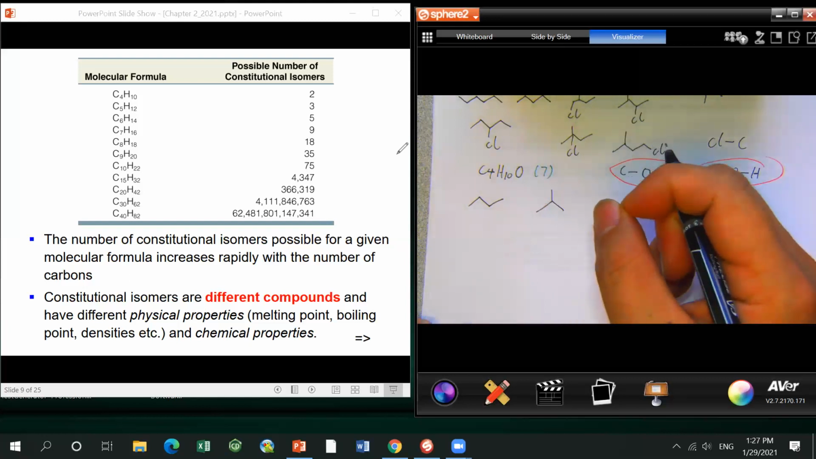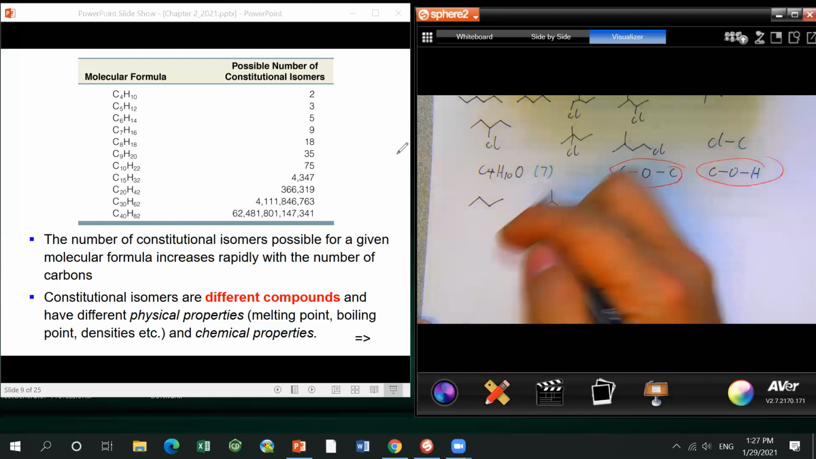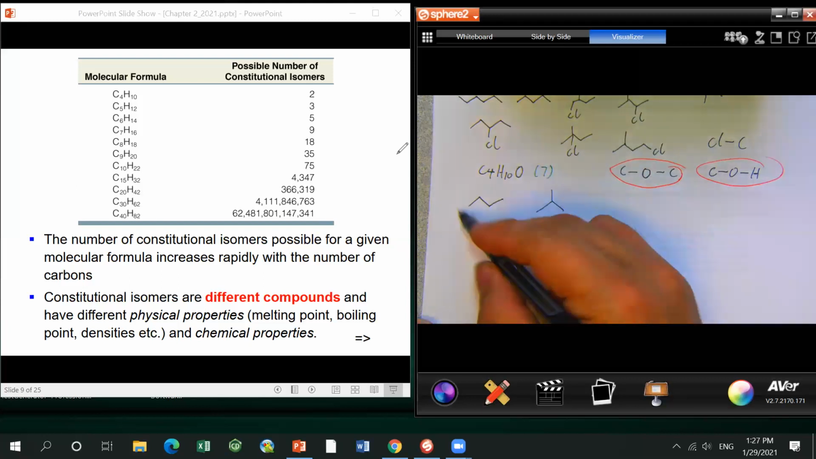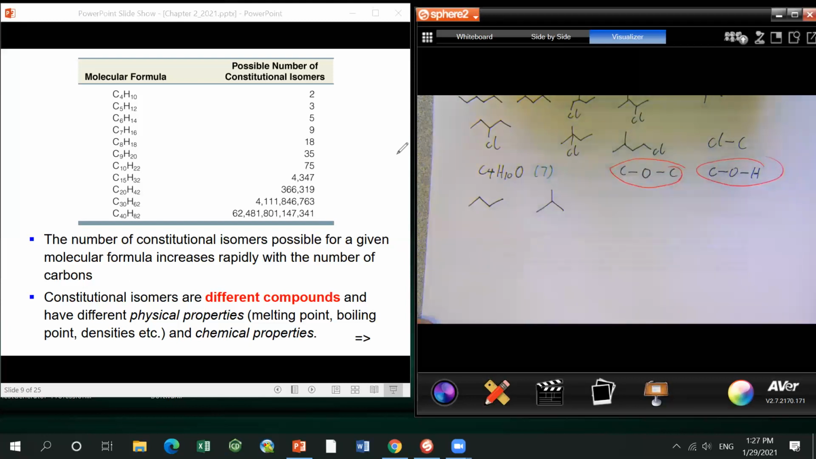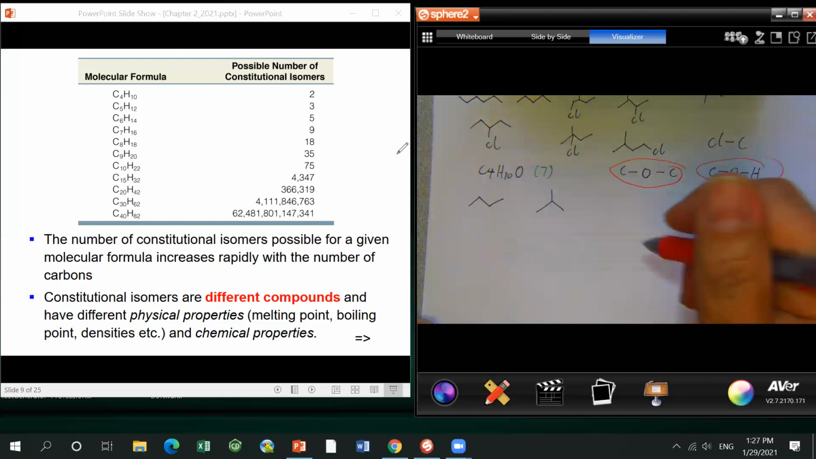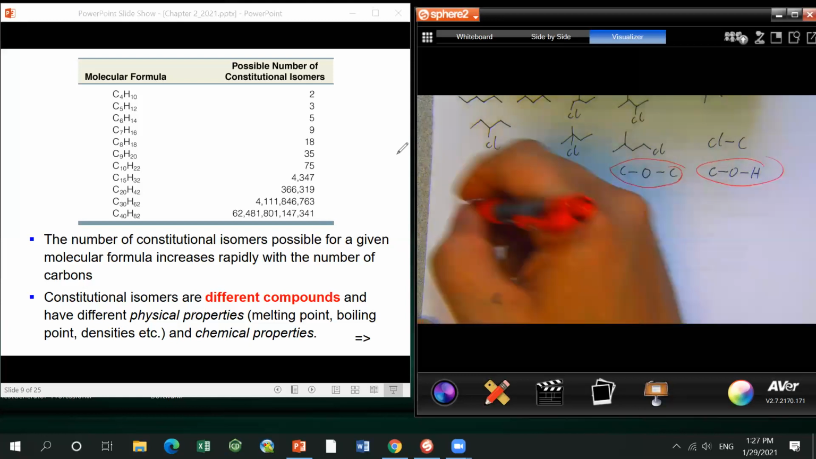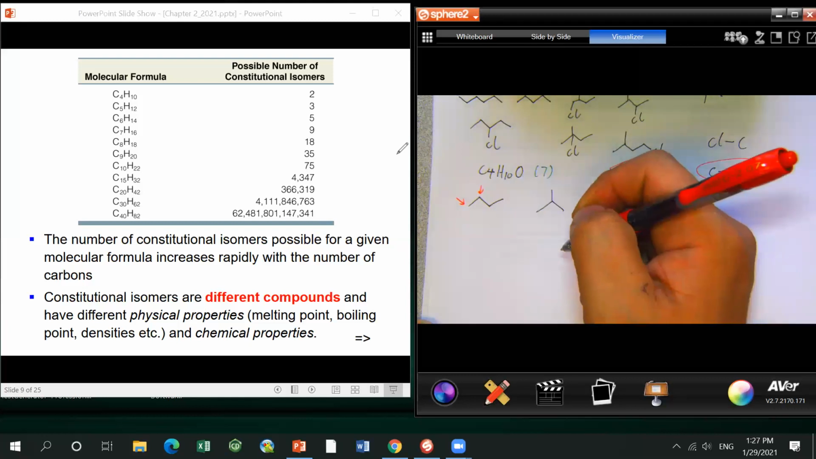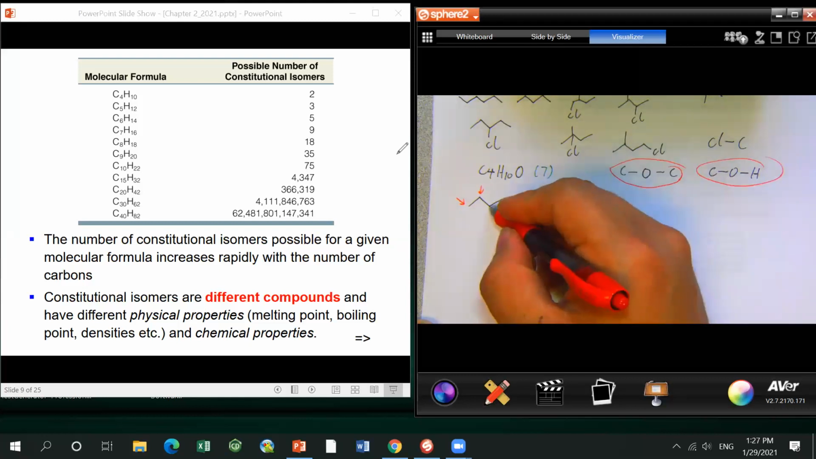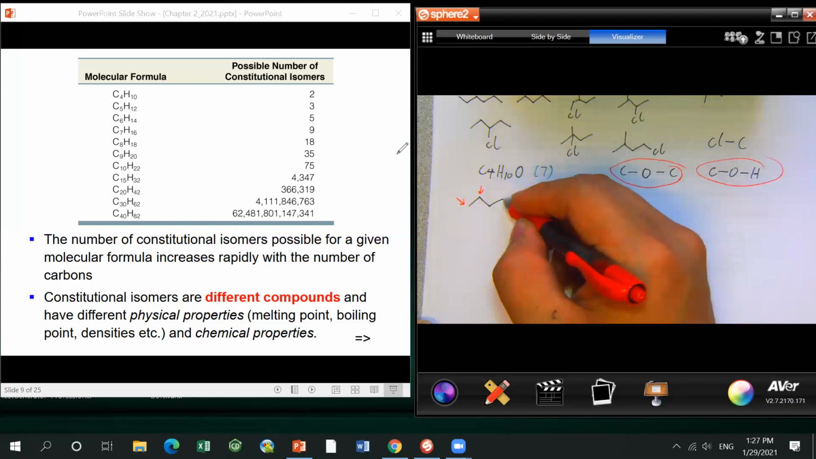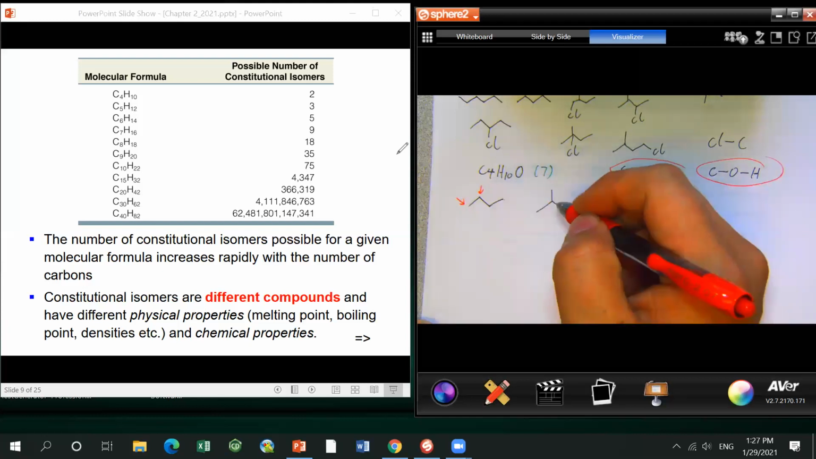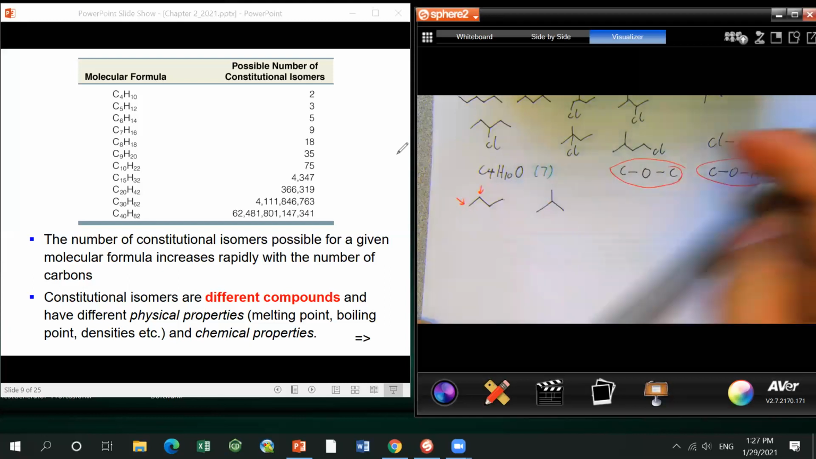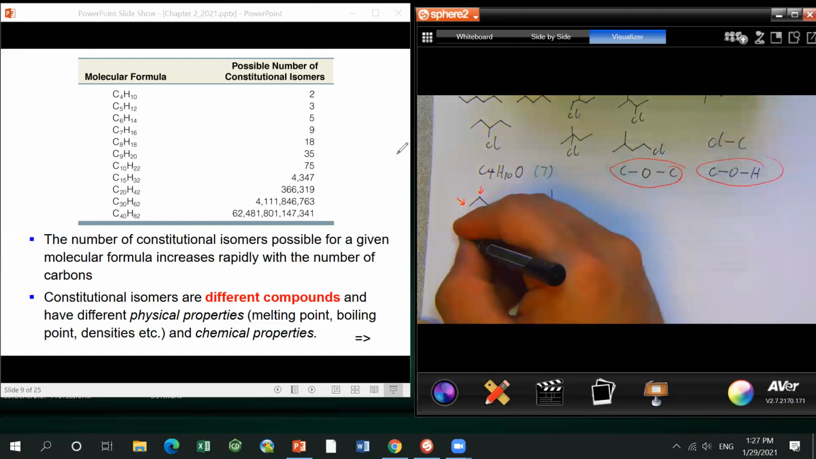So we do it one by one. First, for this one, we can attach the oxygen and generate an OH group. Where can I attach it? We can attach through here, or through here. If you attach here to here, that's the same thing. And if you attach here to here, that's also the same thing. So in this case, we have two constituent isomers. So that's the OH.